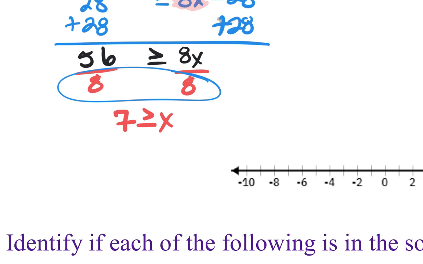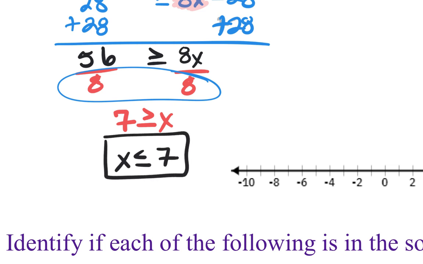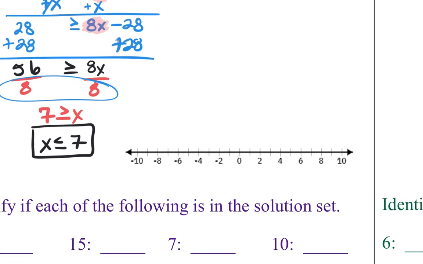So we're going to put the x first. You see how it's pointing to the x? Make sure it's still pointing to the x when you rewrite it. And then we have the 7. So this is our answer. All right, so on my 7, am I going to put an open dot or a closed dot? It should be a closed dot. And looking at the direction it's pointing to, am I going to shade to the left or to the right? To the left.